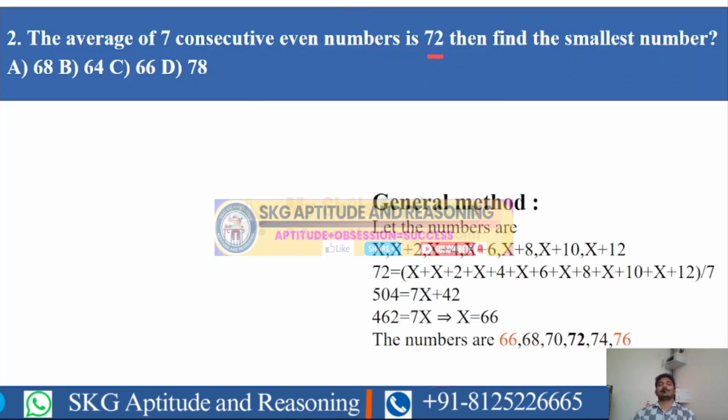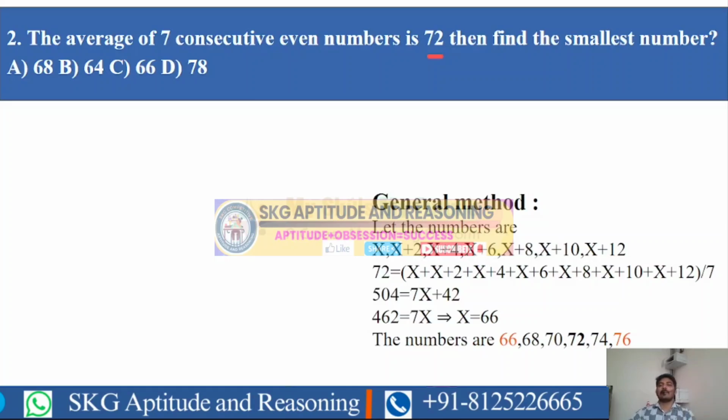I assume that my numbers are x, x plus 2, x plus 4, and so on up to x plus 12. Why? Because the question mentions only 7 consecutive numbers. The basic definition of average is the sum of observations divided by the total number of observations. Applying the same formula here, 72 into 7 gives 504, which equals 7x plus 42. If I simplify that equation, I get the value of x as 66.